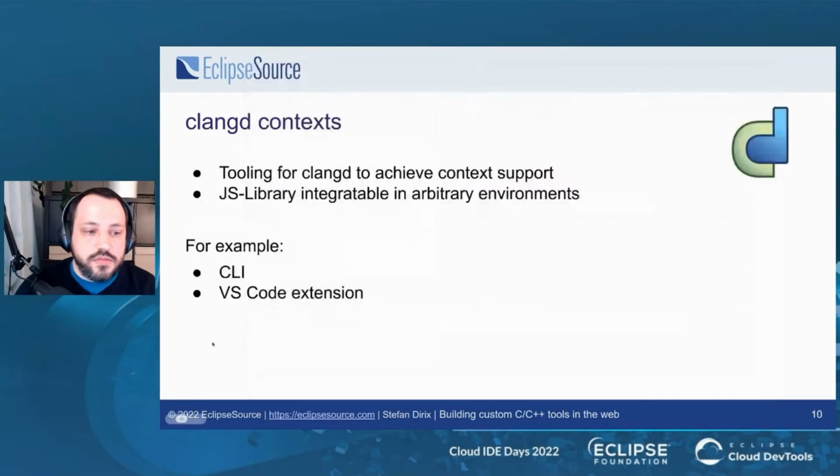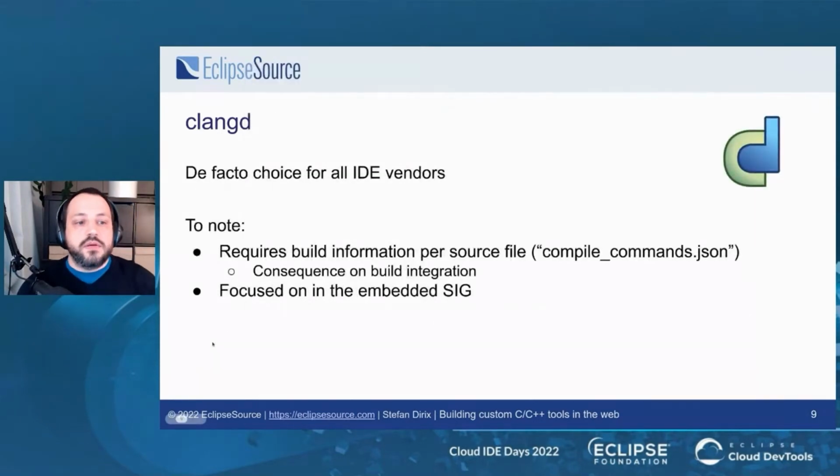Okay, going back to my slide, how does this work? ClangD works with a compile commands JSON file, which is basically a file which contains all the information on how the compiler is instructed regarding your source files. And this means you have to somehow generate this file all the time. So keep this in mind, because this could have consequences on your build integration. For example, you might want to choose CMake because it can generate these files out of the box.